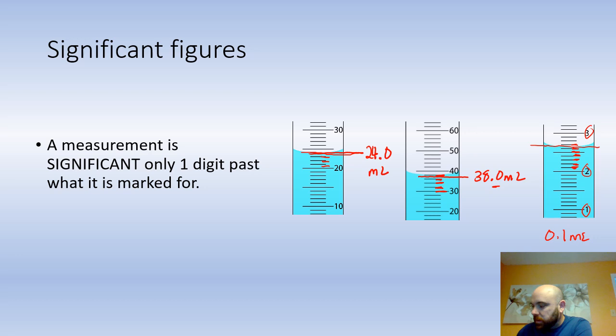In each of these cases, we estimated 1 decimal place further than what our instrument was marked for, and all of these digits would be considered significant, and we can be decently assured of their precision and accuracy.